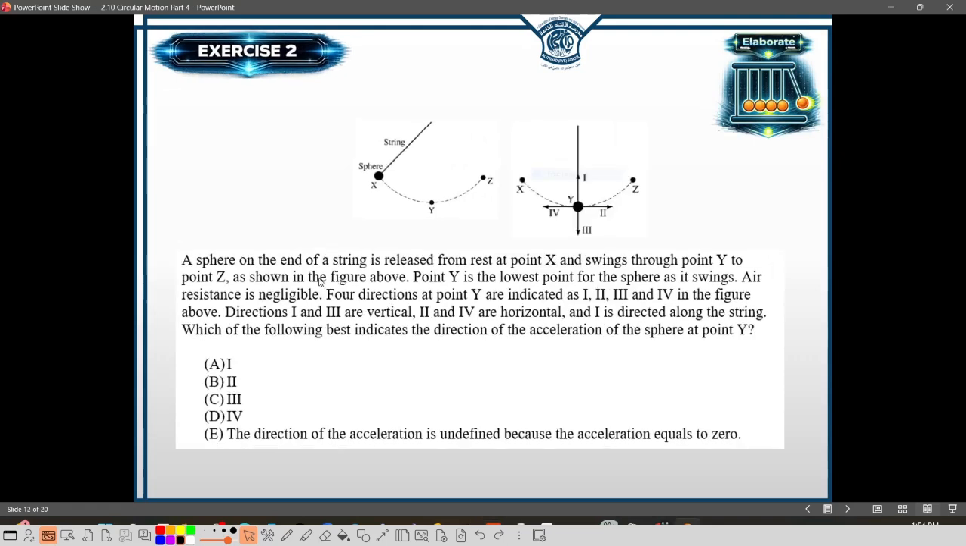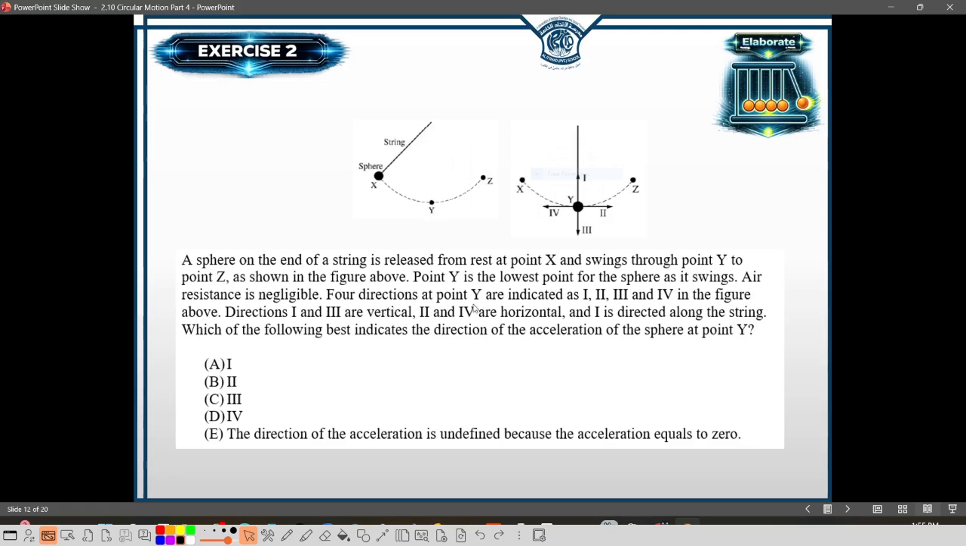Okay. Now exercise 2. A sphere on the end of a string is released from rest at point X. So we release the object from here. This is the pendulum problem. And it swings through point Y to point Z. Point Y is the lowest point for the sphere as it swings. So at point Y, we will assume it to be the equilibrium point. The air resistance is negligible.